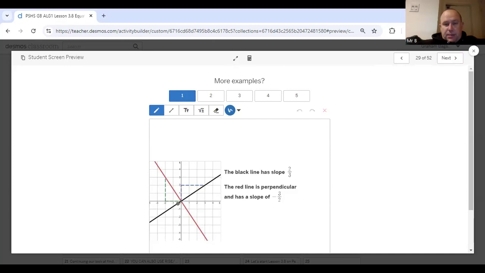So 2 over 3 is the slope of the black line. So this perpendicular line, if I flip this, I would get 3 over 2, and then change the sign and make it -3 over 2.